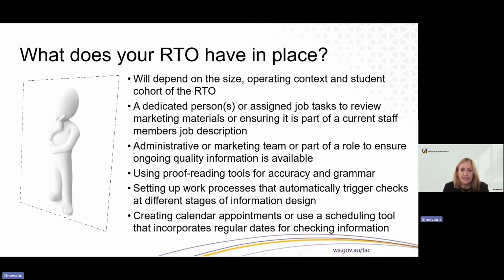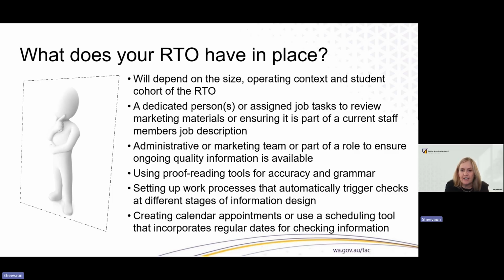You've got an administrative or marketing team, or part of a role, to ensure that ongoing quality information is available. Use proofreading tools for accuracy and grammar. And I'm sure you've seen it yourself when you've been looking for training courses and you go into RTO websites and there are spelling mistakes. These things can easily be overcome by putting a process in place where people are actually checking information.